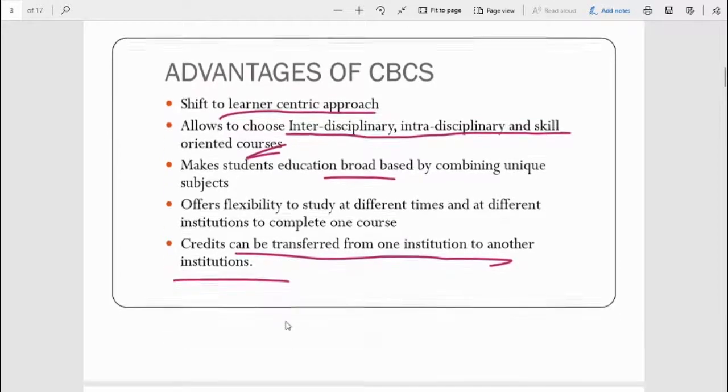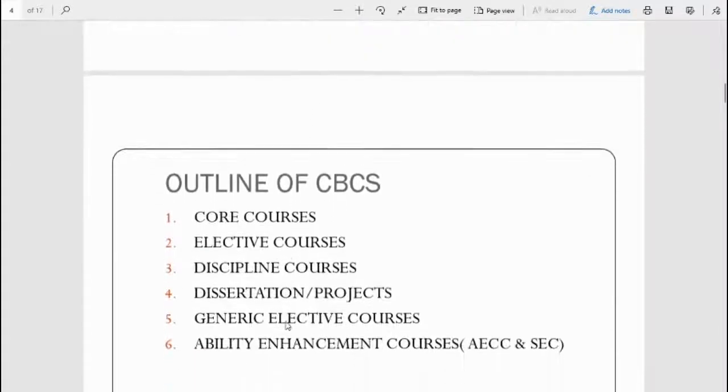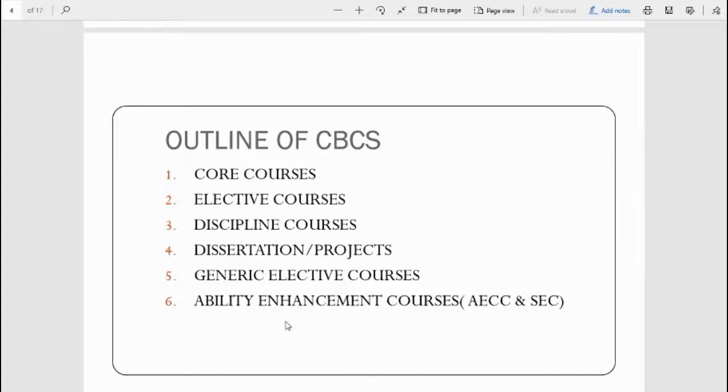Next we have, what is the outline of CBCS? Under the outline we have six types of courses. The first one is the core course. Core courses are those courses that you have to study, you can't compromise. It is core, it is compulsory.